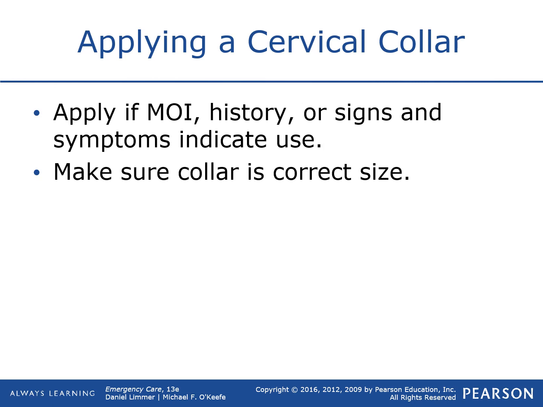So, applying a cervical collar, that's how we maintain C-spine stabilization. This should actually happen in your scene size-up. But if you miss it in your scene size-up and then you're going down the rest of your assessment and you find that there is a need for it while you're doing your detailed exam, then put it on in your secondary assessment. You want to put one on if your mechanism of injury, the history of present illness, or your signs or symptoms indicate that they might have some compromise to their cervical spine.